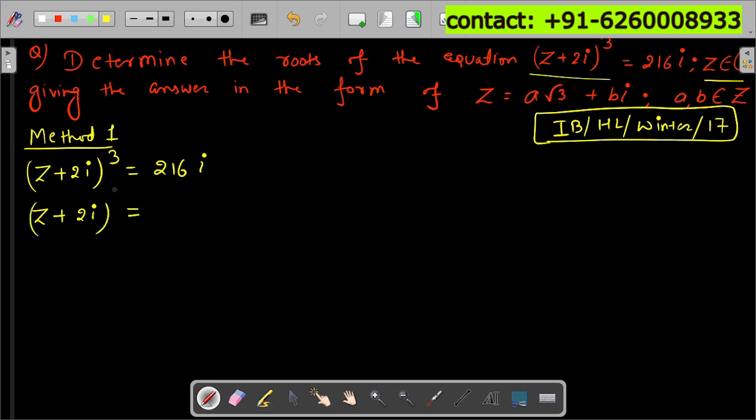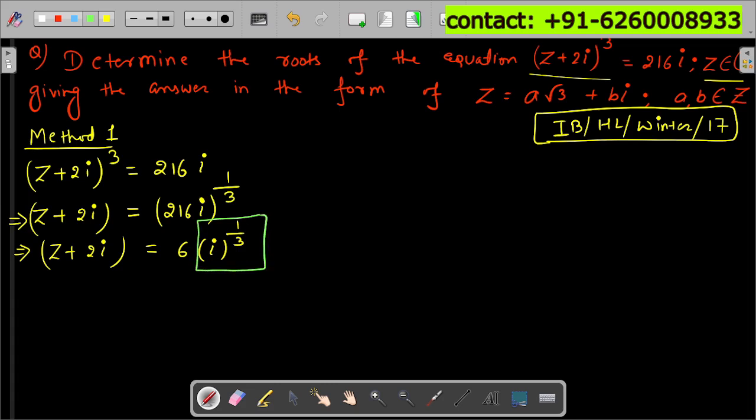We will shift this power to the other side. So this will be (216i) raised to power 1/3. This can be written as z + 2i = 6 times i raised to power 1/3. The whole question shifts to this concept: how we can find the cube root of i. So let us see how we can find the cube root of i.